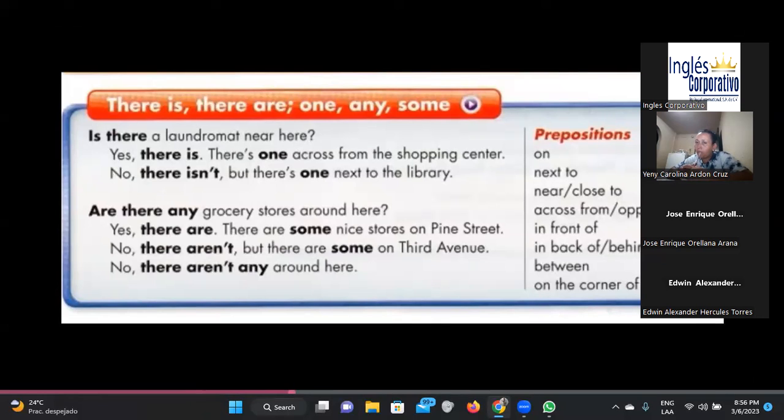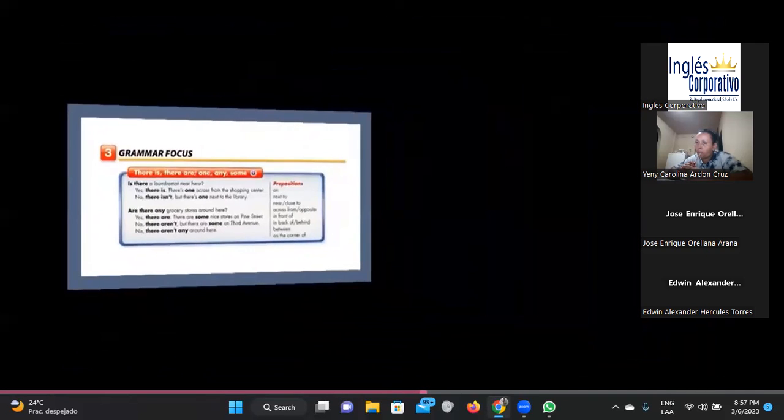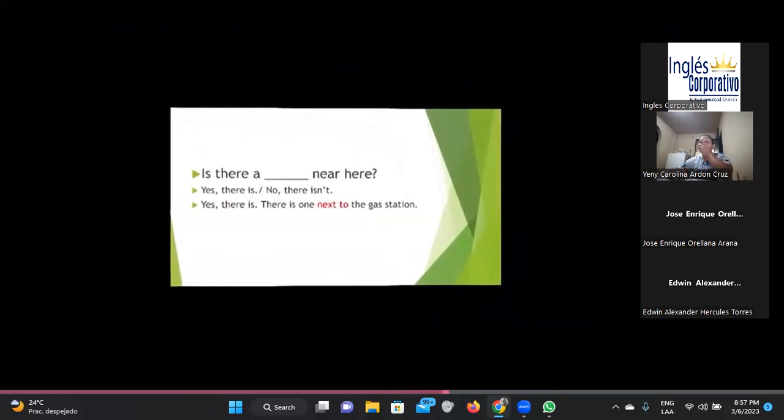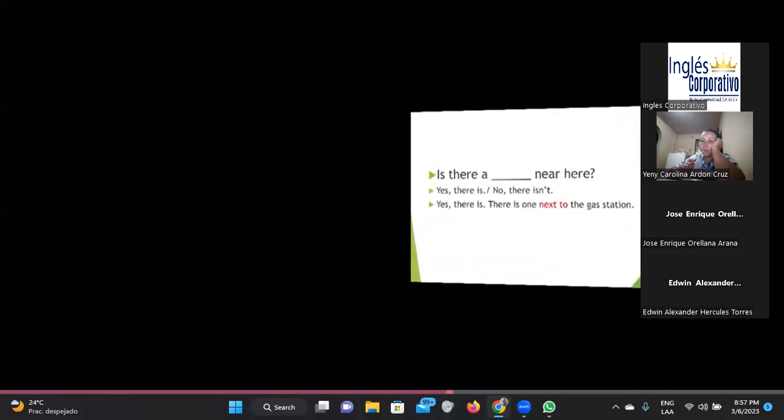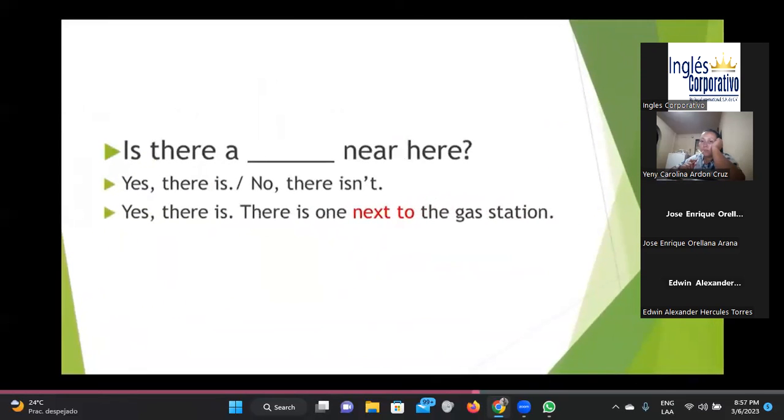Prepositions. On. Next to. Near. Close to. Across from. Opposite. In front of. In back of. Behind. Between. On the corner of. If you want to know if there is a place near you, we do it by saying, is there a ... near here? Of course, the answer will depend on if there is or not. You may answer yes, there is, or no, there isn't. If your answer is yes, there is, you may continue by saying, yes, there is. There's one next to the gas station.